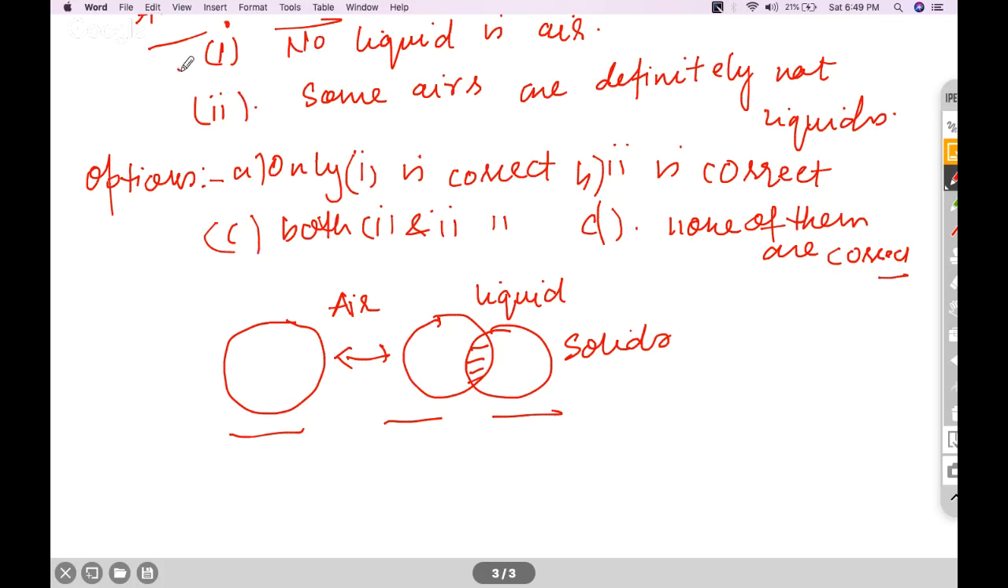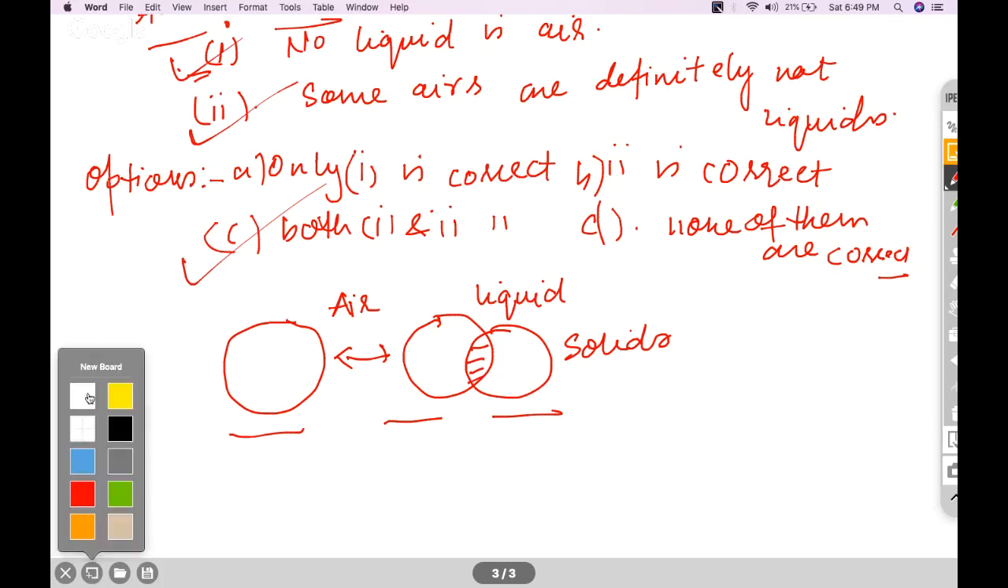Now let me go to the answer statement. No liquid is air is definitely correct. There is no clear-cut touch between them. And the second statement is some airs are definitely not liquids. So if no air is liquid, some air would definitely be not liquid. So this also follows. So option C, both 1 and 2 follow in this case.